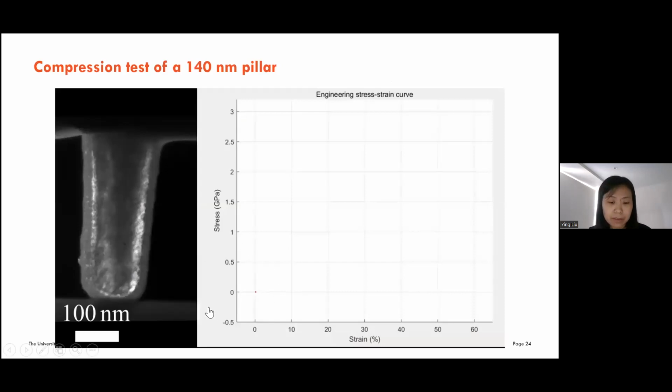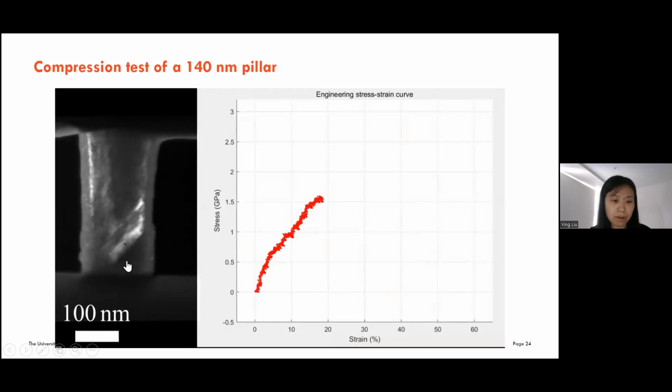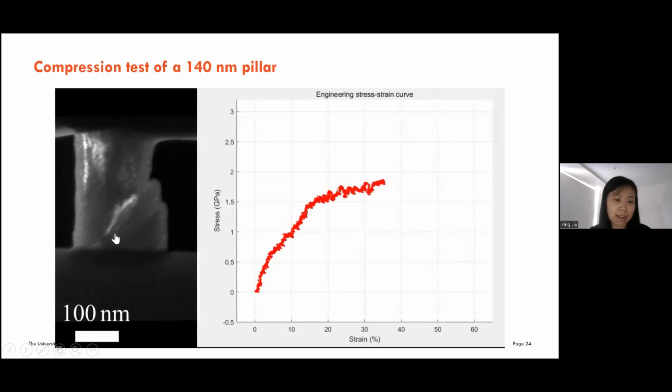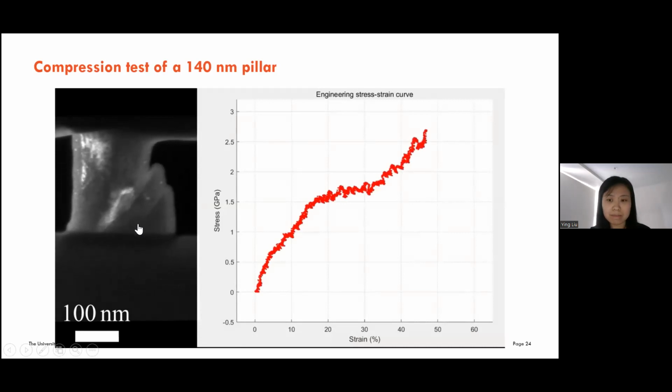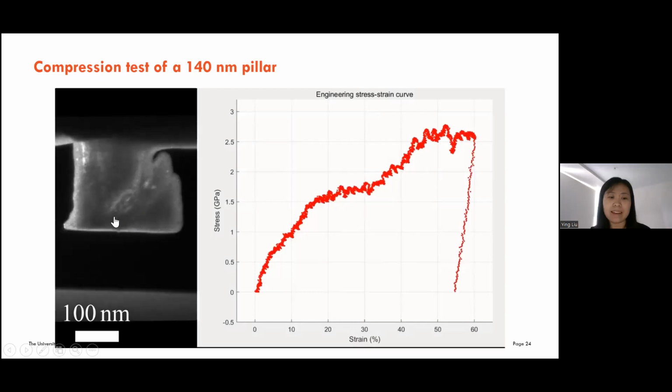We started the compression tests from a very small sample. This is about 150 nanometers in diameter. And we can see when we compress the sample, a lot of slip bands appear, and that means it shows excellent plasticity. And it does not crack after removing the indenter.